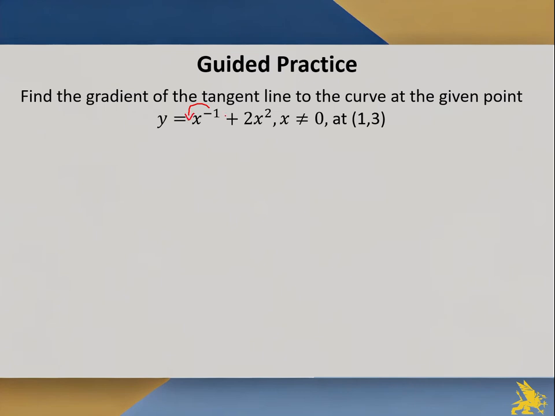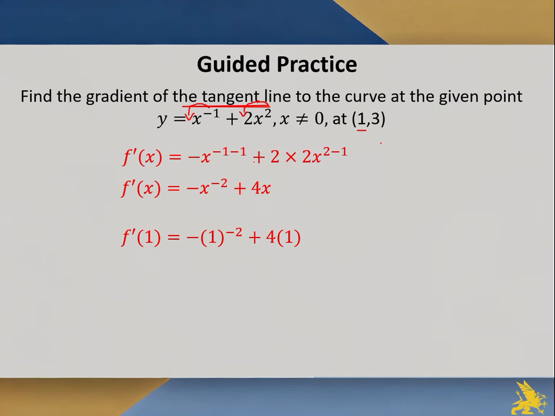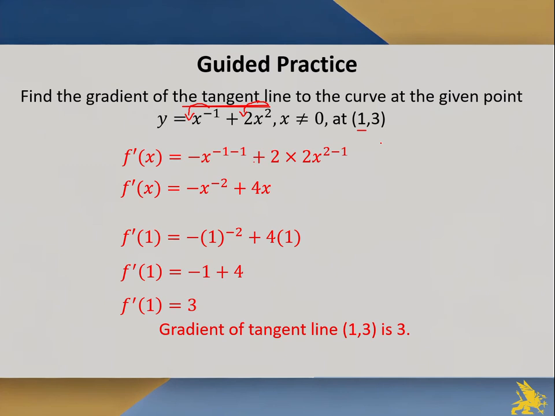We're going to keep doing that. From the 2, we go out the front, and we take 1 away from the power. So that gives me negative x to the power of negative 2 plus 4x. From here, I grab my x value, which I know is 1, and I plug that in to find my gradient. That gives me 1 plus 4, which equals 3. So the gradient at 1 and at 3 is going to be 3.